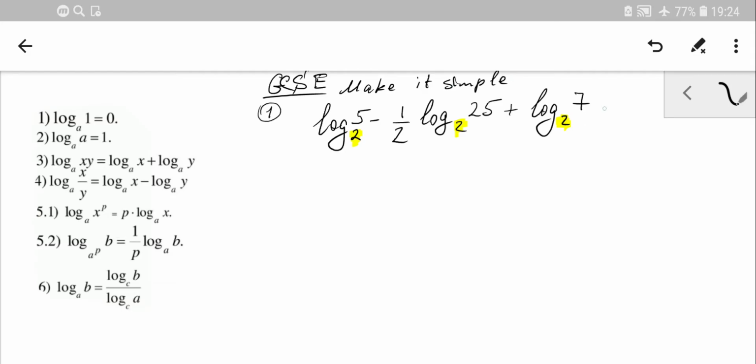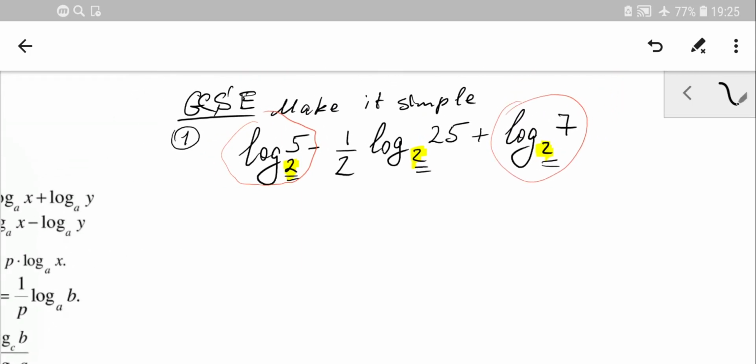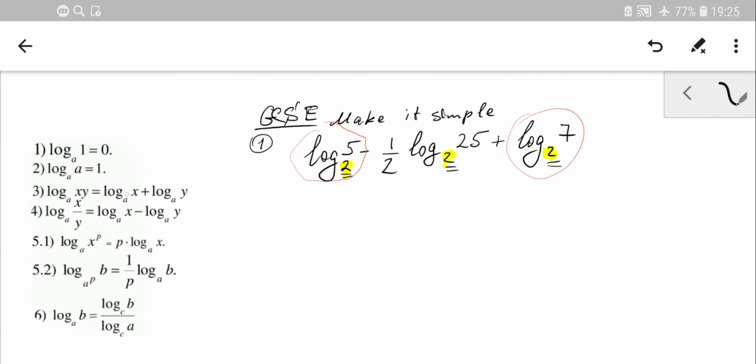All right. So what are we going to do? The main cool thing here is that both logs have the base 2. And you are obviously subtracting and adding. So first of all, you can combine this log and this log together. You're adding them, so using property 3 for addition of logs, you can come back to multiplication because the base is the same. So you simply put log 2 of 5 multiplied by 7.